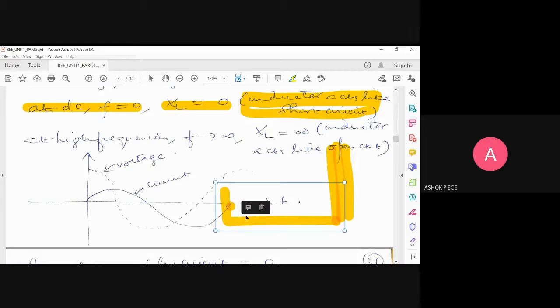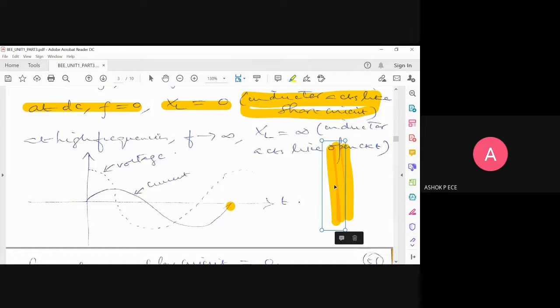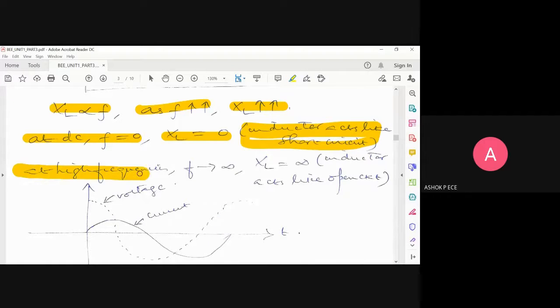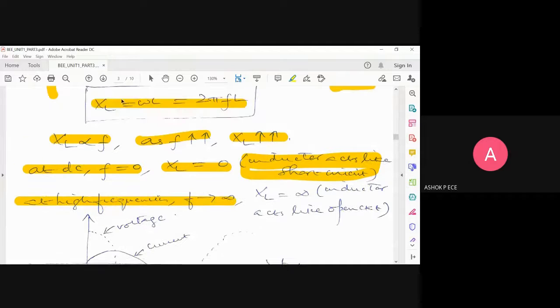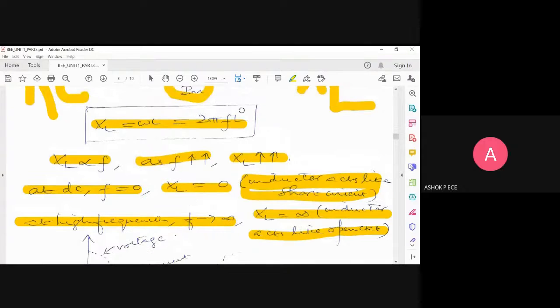So if you, by mistake, give DC voltage to an inductor, you can wait and see the inductor burning. Yes. At high frequency, when F tends to infinity, XL will go to infinity. So it offers a very heavy reactance, which means the inductor behaves like an open circuit. High frequency means very high frequency. At normal frequencies, it will offer the reactance given by XL equal to 2 pi FL.